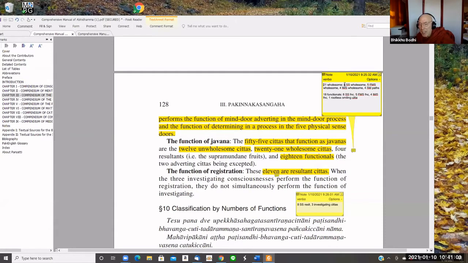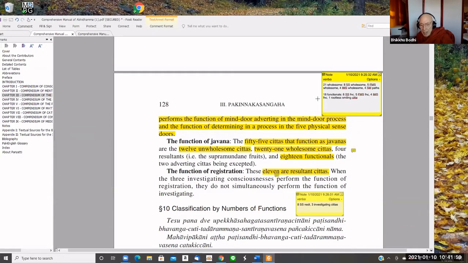The 21 wholesome cittas. So these are 8 sense-sphere wholesome cittas, 5 fine material sphere wholesome cittas. Those are the cittas of the 5 jhanas, the 4 immaterial sphere wholesome cittas, those are the cittas corresponding to the 4 immaterial sphere meditative absorptions, the 4 supramundane paths, the cittas of the path of stream entry, once returning, non-returning, and arhatship. Okay, so that's 21.